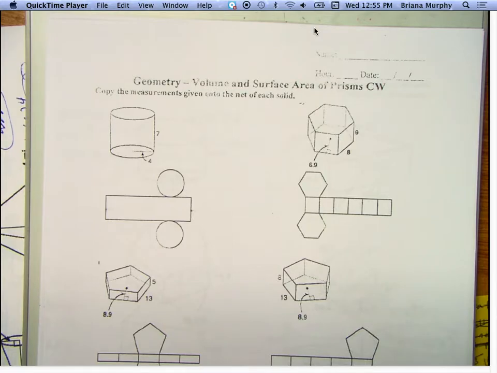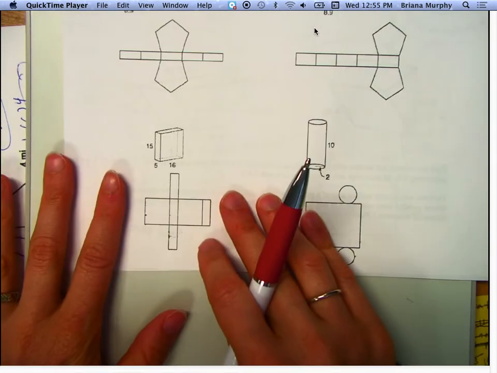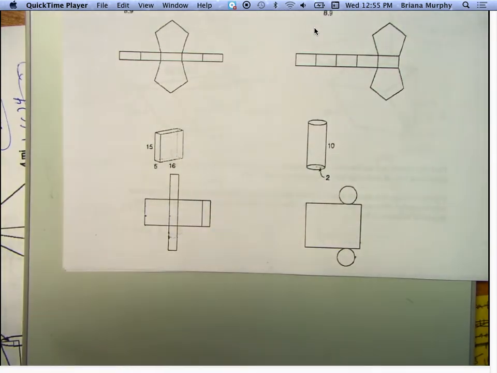Volume and surface area of prisms. We're going to start with surface area. It's a little more complicated. We're going to go all the way down to this one that looks like a box. Okay? And we're going to talk about how to find this.